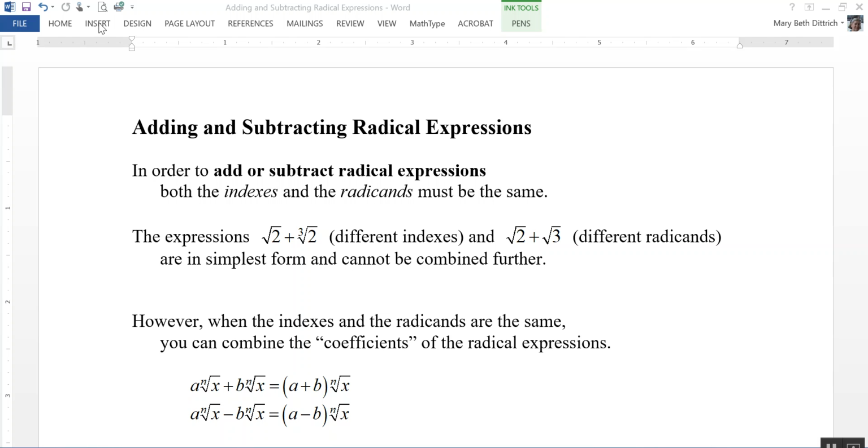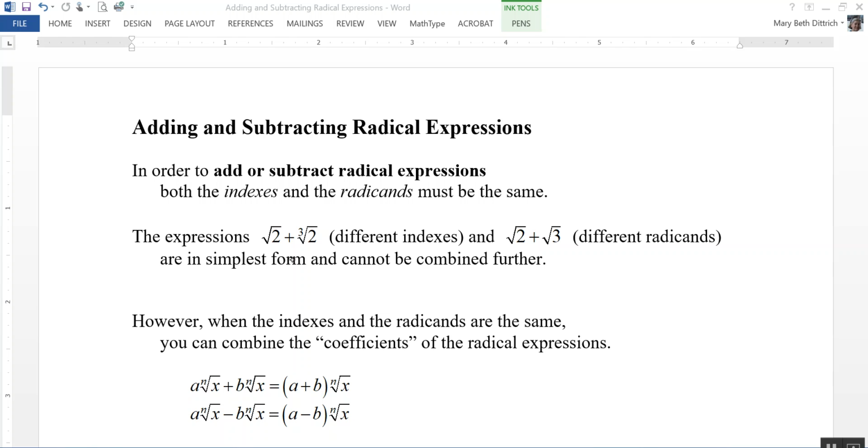This video is on adding and subtracting radical expressions. In order to add or subtract radical expressions, both the indexes and the radicands must be the same. Here's a couple of examples of radical expressions that cannot be combined.